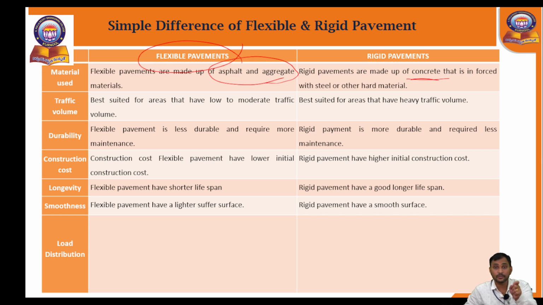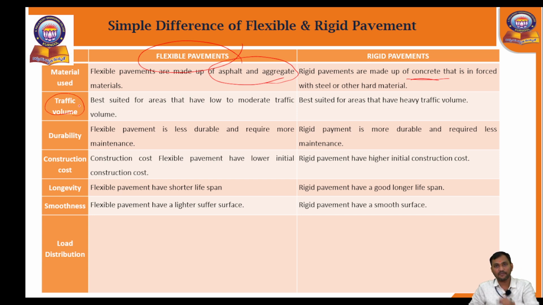The materials used in flexible pavements are aggregates and a fluid, nothing but asphalt or any bituminous or tar material. When coming to rigid pavements, we use concrete material. In that concrete we can add steel reinforcement. Okay, next coming to the traffic volume.